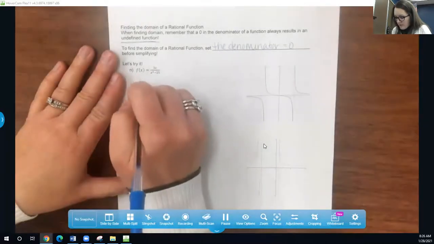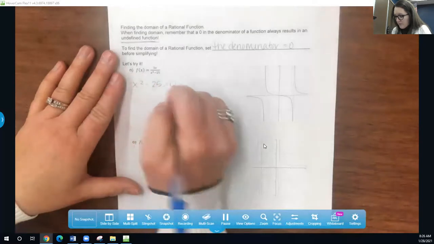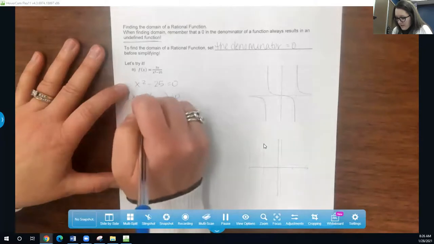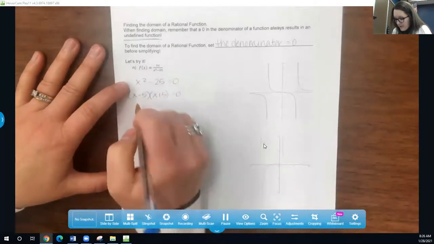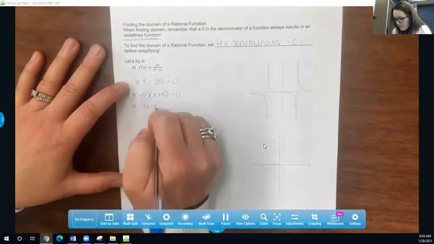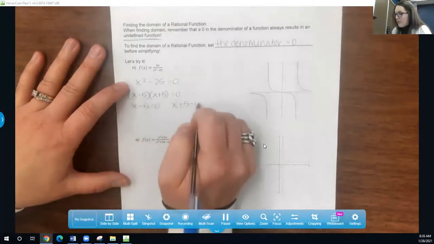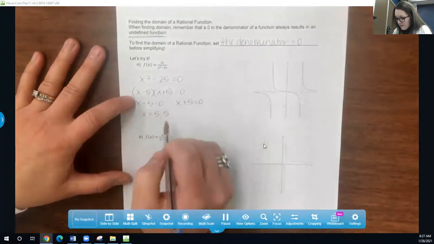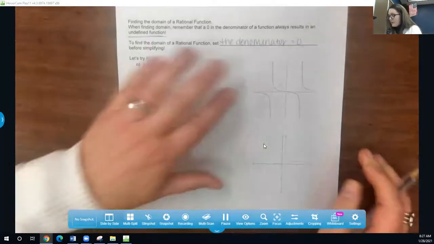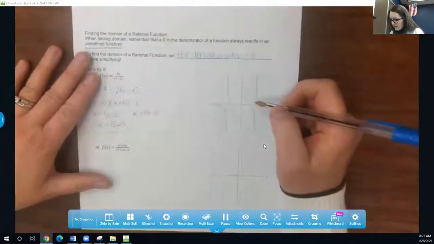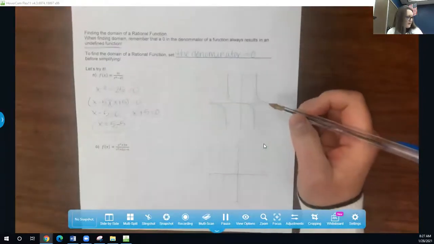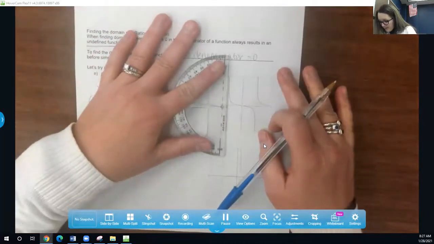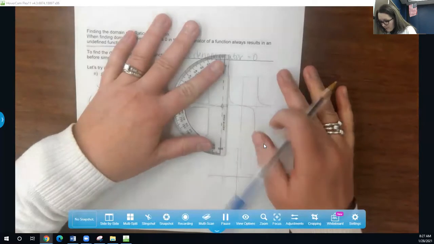So I'm going to say x squared minus 25 equals 0. Now I'm going to factor, right? x minus 5, hey, conjugates, look at that. x minus 5 equals 0, x plus 5 equals 0 using our zero product property. So x equals 5 and x equals negative 5. So you can see going to our graph here that I've plotted for us, at negative 5 and 5, we have what we call an asymptote.